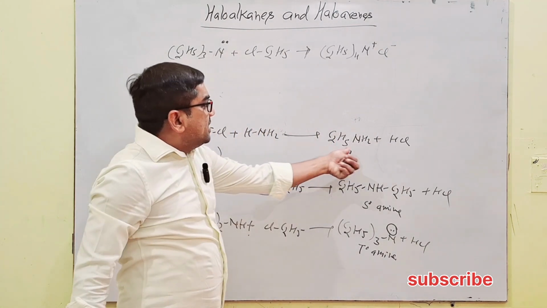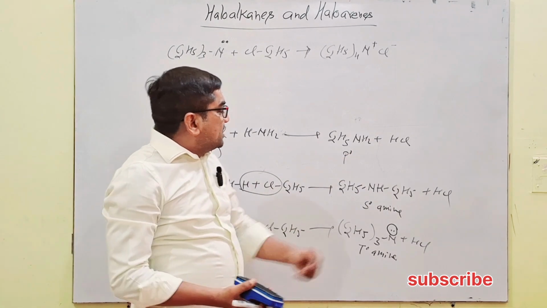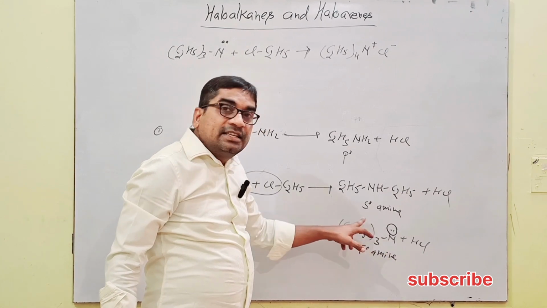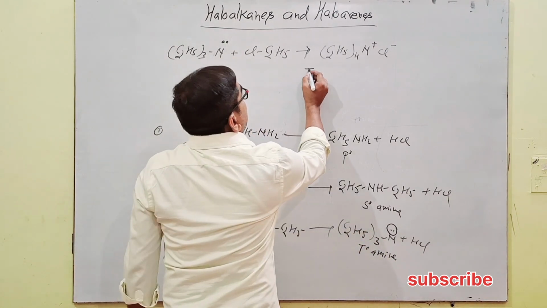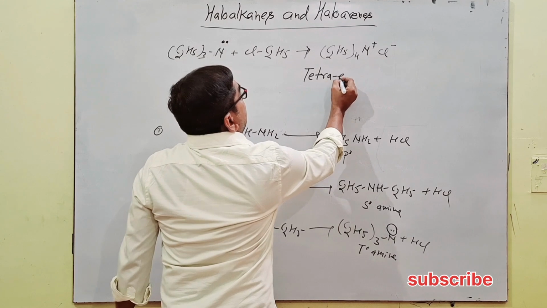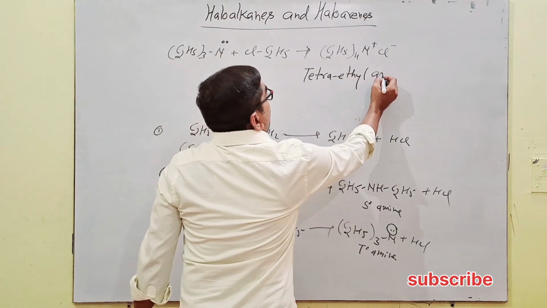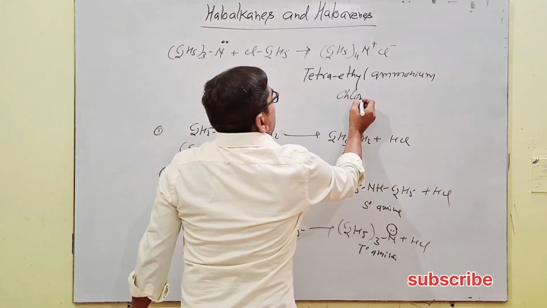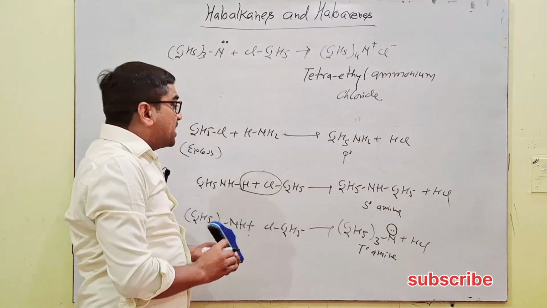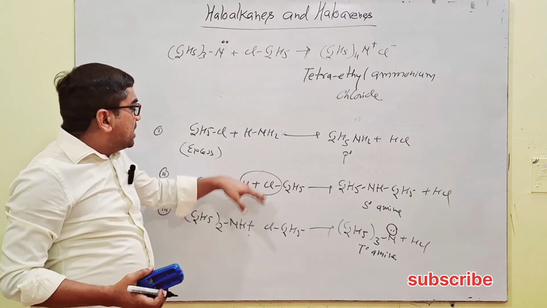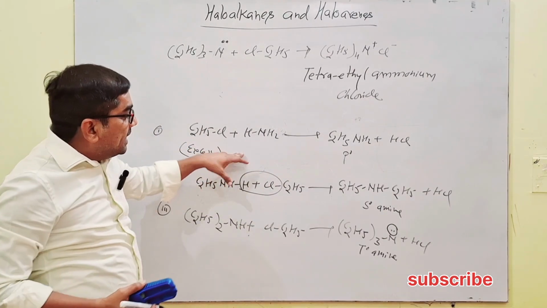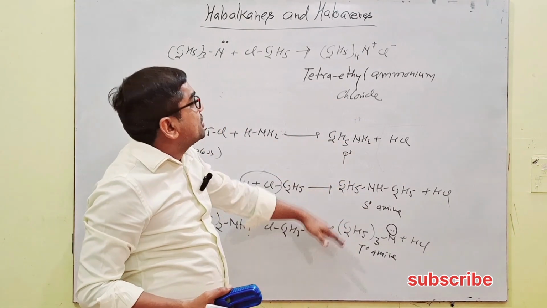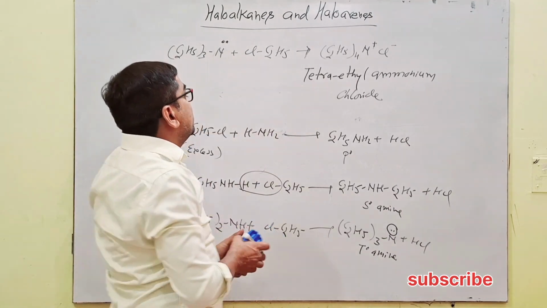This is ethylamine, aminoethane. This is N-ethylethanamine. This is N,N-diethylethanamine, and this is tetraethylammonium chloride. So a mixture of products is obtained when ammonia reacts with excess alkyl halide. A mixture of primary, secondary, tertiary and quaternary amines is obtained.